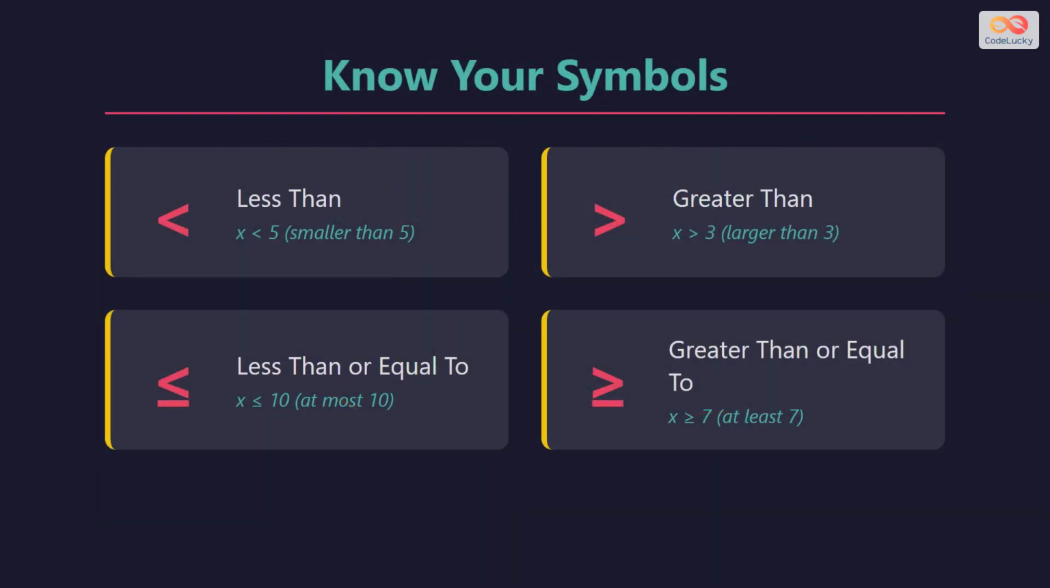Before we solve anything, let us review the four inequality symbols. First is less than, meaning the value is smaller. Next is greater than, meaning the value is larger. Then we have less than or equal to, which includes the number itself. And finally, greater than or equal to. Understanding these is crucial for reading the problem correctly.